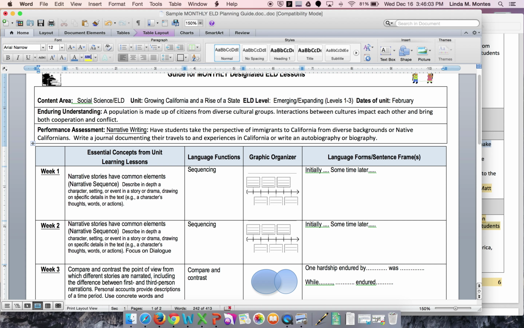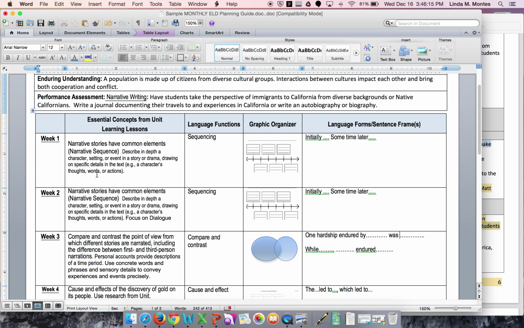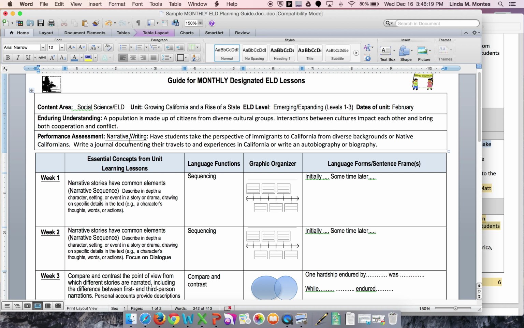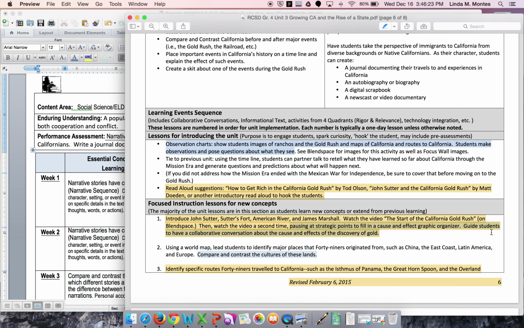So if I know that ultimately at the end of the 6 or 7 week unit, each week my designated ELD lessons are tied to helping students arrive to this performance assessment, throughout the weeks, my main topics are going to be something that will support the students to get to this narrative writing. Okay, so everybody else is doing this during their social science time, right? Social studies time. So are the designated ELD students during that content-based time.